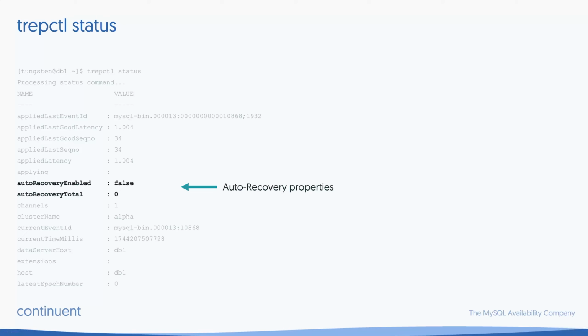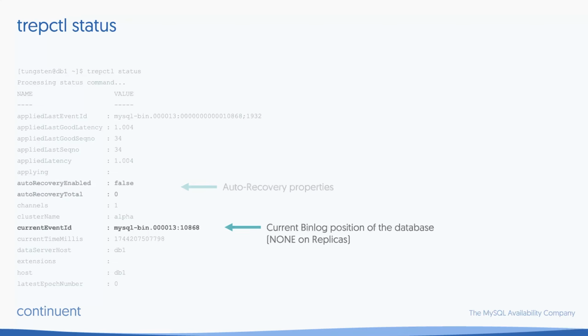So if auto recovery is enabled, the auto recovery total shows you how many times we've automatically recovered. Now within a cluster, those lines are not necessarily relevant. Those lines are more relevant for standalone replication. The current binlog position of the database, so that's where the current database is at, which could be further ahead of last event ID. So if the current event ID is way ahead of the applied last event ID, you can see that there's obviously work to be done for the replica. On a replica node, on an applier, that value will be blank.